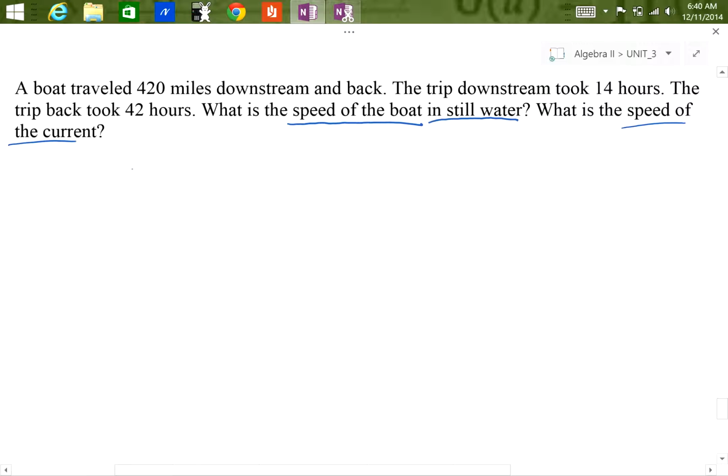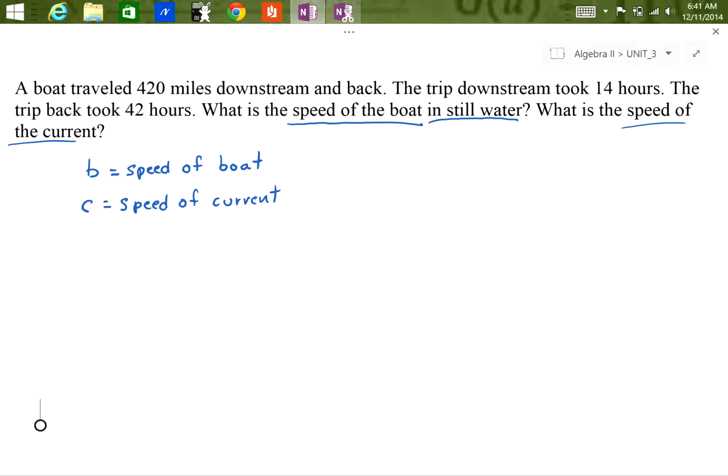So let's write those two things down that we're supposed to find. Speed of boat, I'm going to give that b as a variable name. And then speed of current, I'm going to give that c as a variable name. So we have b, the speed of the boat, and c, the speed of the current, that we're supposed to be finding. Well, we need a governing equation in order to fill in the information we're given.